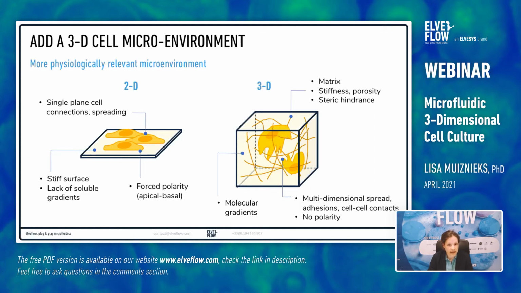3D culture environments provide more relevant topological and mechanical cues, including a matrix to support the cells and to provide more relevant stiffness, porosity, confinement, hindrance, and ability to make cell matrix interactions. The 3D porous networks also enable the formation of molecular gradients.